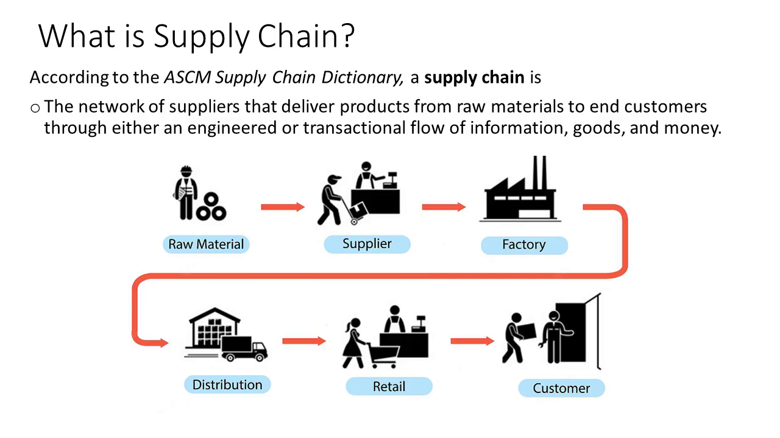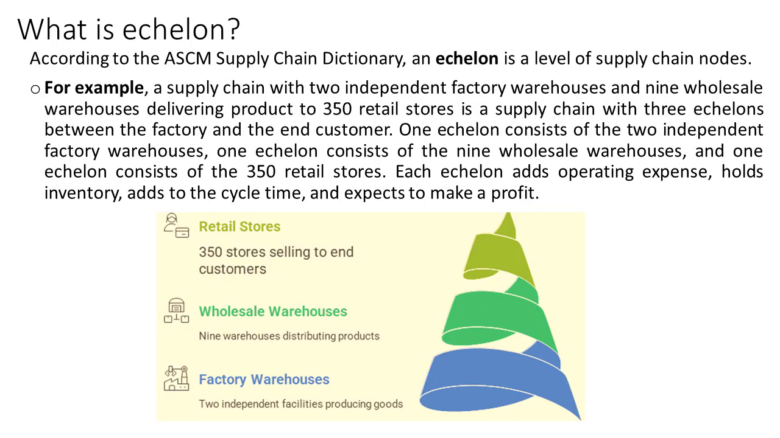Got it. And the structure of this network is organized into levels called echelons. That term itself kind of clarifies the layering, doesn't it? It does. So if I'm a manager, how many echelons is too many? What's the real strategic cost of adding just one more layer? That's the million-dollar question, isn't it? An echelon is basically just a layer of nodes in the network. So the source gives this example. If you have, say, 2 factory warehouses, then maybe 9 wholesale warehouses, and then 350 retail stores. Right. Well, you've got 3 distinct echelons there between the factory and the final customer.